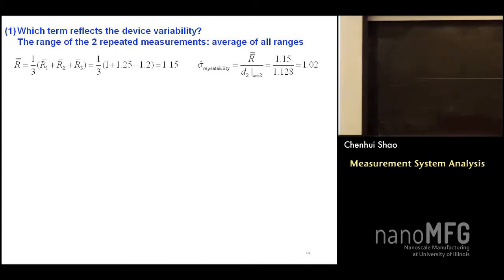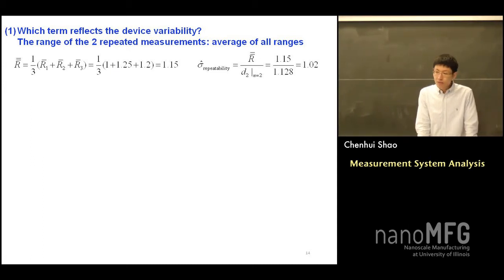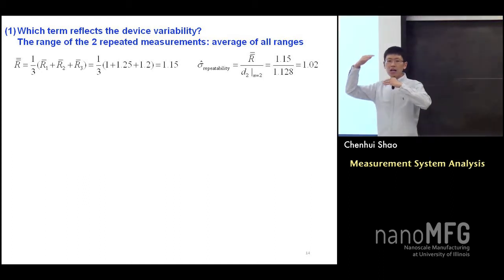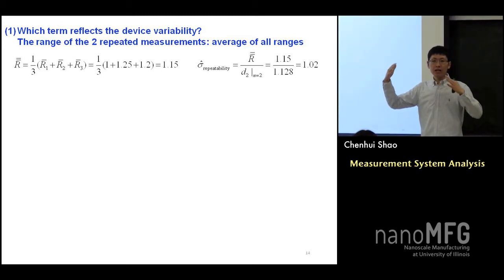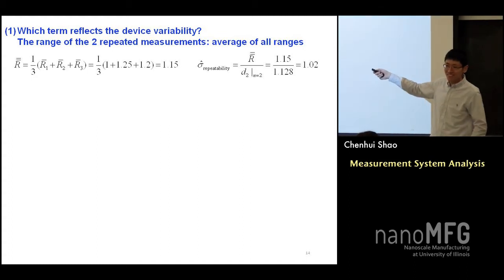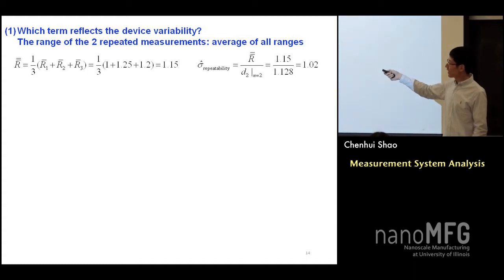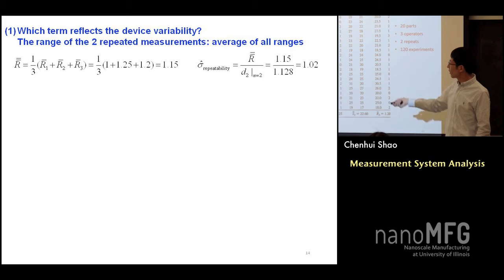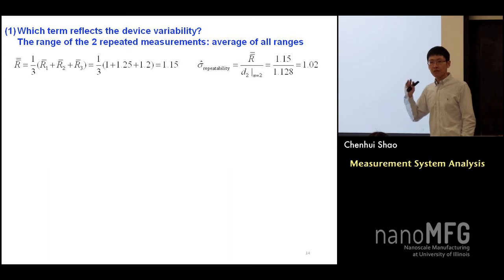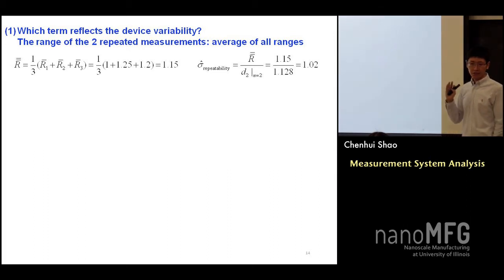So which term in the table reflects the device variability? X bar, R bar, or X double bar? Which one of them? Like we just discussed, each R value is one repeatability measurement, right? So then we have R1 bar, R2 bar, and R3 bar. Then we have R double bar. Okay, so R double bar is the average of all R values in this table. We take all the R values together, get the average, that's R double bar. So R double bar is a good estimate for the device variability, alright?